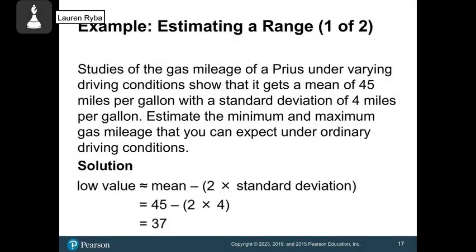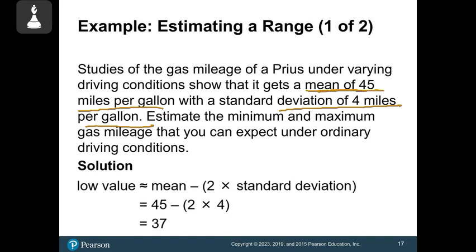The next example is how we estimate a range. Studies of the gas mileage of a Prius under varying driving conditions show that it gets an average of 45 miles per gallon, so there's our mean, and a standard deviation of 4 miles per gallon. Those are the two pieces of information we need in order to estimate a range. Estimate the minimum and maximum gas mileage you can expect under ordinary driving conditions.